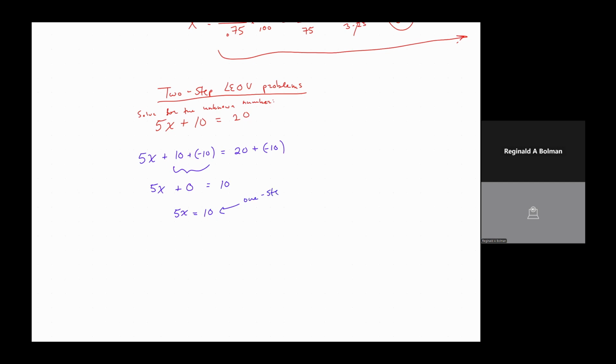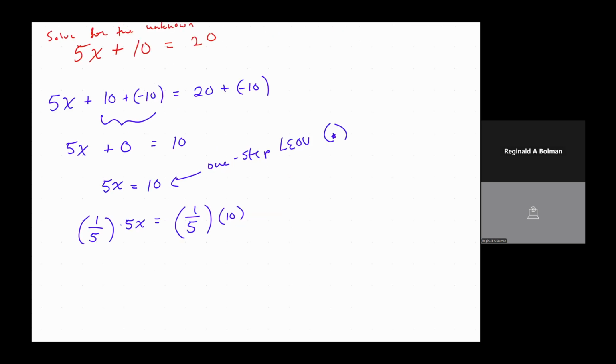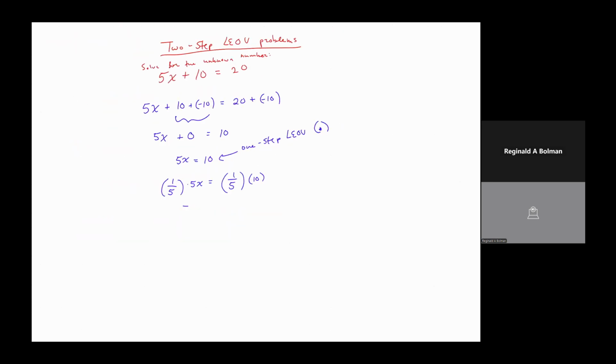multiplication case. For the one-step multiplication case, we can multiply both sides of our equation by the multiplicative inverse of whatever number is in front of our x. The multiplicative inverse of 5 is 1 over 5. When we do the fraction multiplication, we get 5 divided by 5 on one side and 10 divided by 5 on the other. 10 divided by 5 is 2, and 5 divided by 5 is 1. So you get 1 times x is equal to 2, or x is equal to 2. And that's our answer.